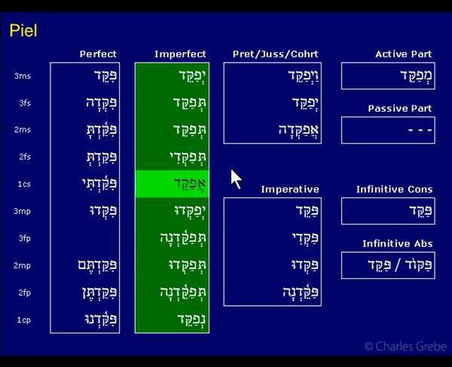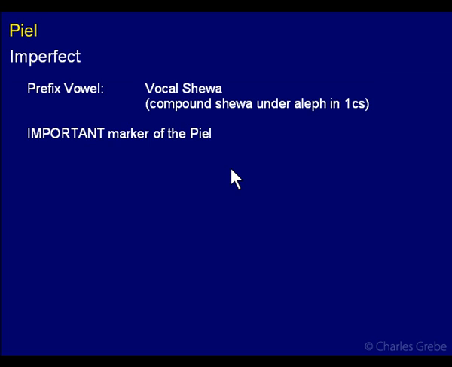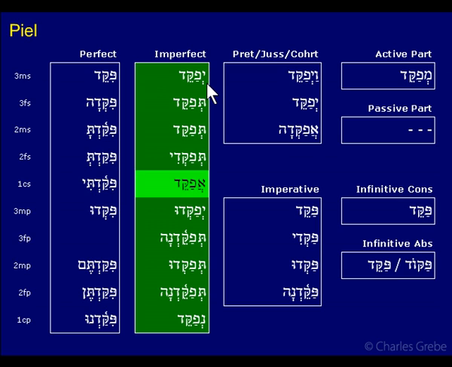Let's move to the imperfect. What can we say about that? The prefix vowel for the imperfect is a vocal shva. Okay. See this here? Now open up your book or take a look at your photocopied chart here and compare the imperfect in the Qal. The imperfect in the Qal has a hiriq here. And actually the imperfect in the Nifal also has a hiriq for the prefix vowel. Prefix vowels are important markers. And we'll see that the Piel, and if you look over to the right in your chart, you'll see that the Pual also has the vocal shva. So shva is a good marker of the Piel imperfect.